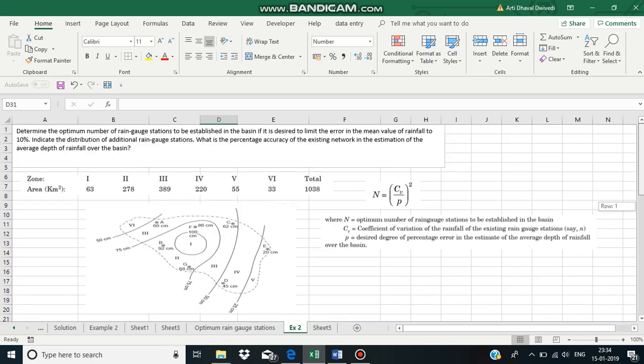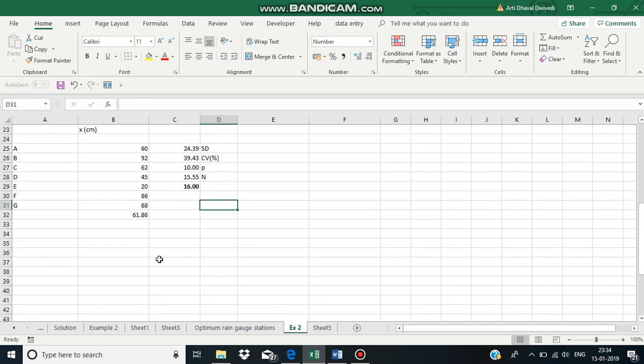Now let us write the zone. There are 6 zones: 1, 2, 3, 4, 5, and 6.